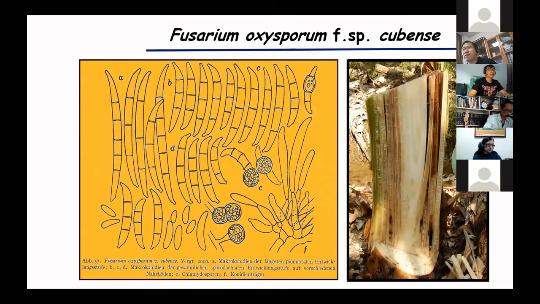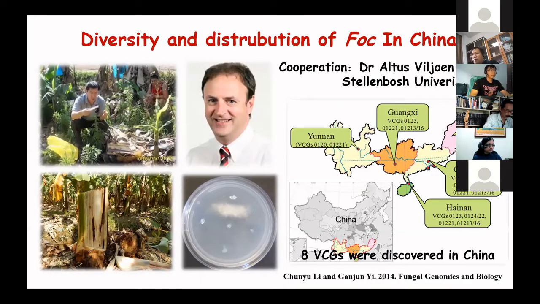We all know about the Fusarium Wilt caused by the Fusarium oxysporum f. sp. cubense, this series of fungi. So at the beginning of our research work, we collected lots of samples from the five provinces in our country. We have the large scale of the producing areas in China mainland. Finally, we identified the 8 VCGs discovered in China.